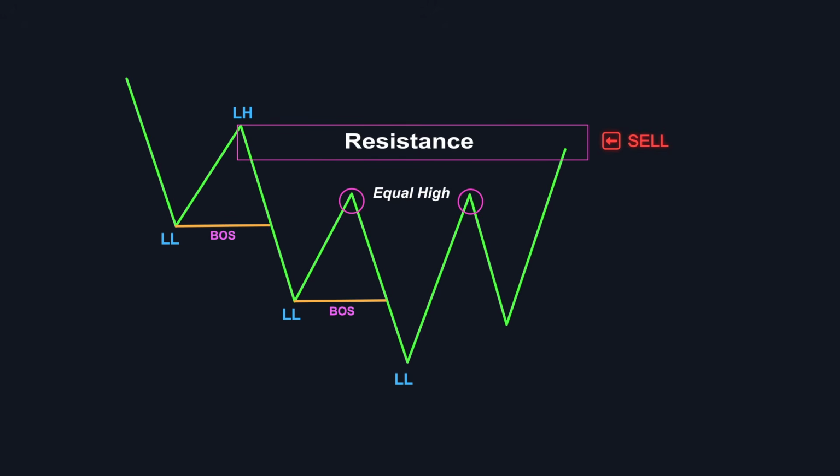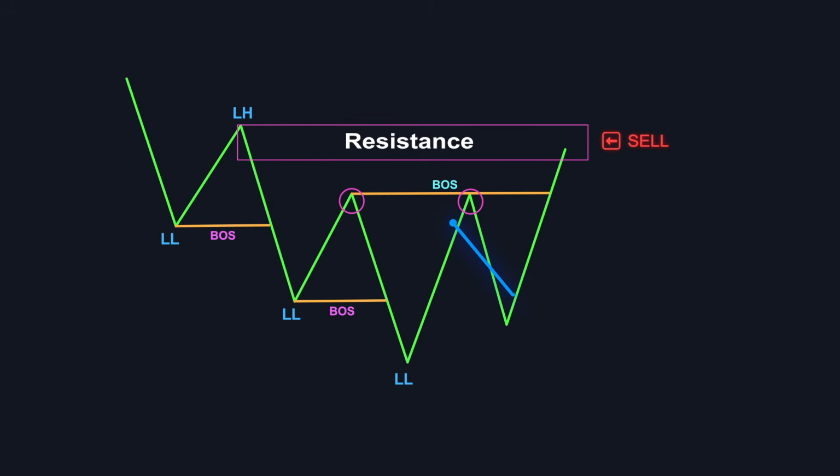You might be thinking, wait, isn't this a break of structure? Shouldn't we be looking for buys instead? Here's the key. It all comes down to how the market reacts to liquidity. If there weren't any equal highs or resistance, yes, that would be a real break and we'd look to buy. But because there is resistance and liquidity above, this break is actually likely to fail. Why? The market just needs to sweep the stop losses above those equal highs before continuing the bearish trend.